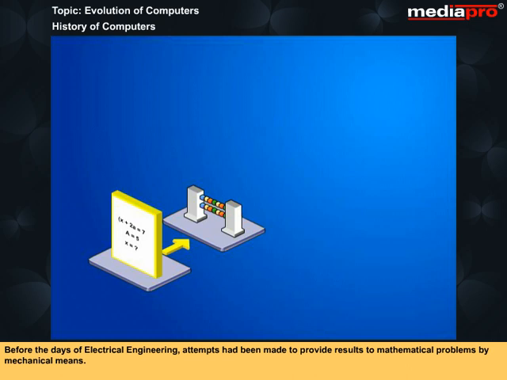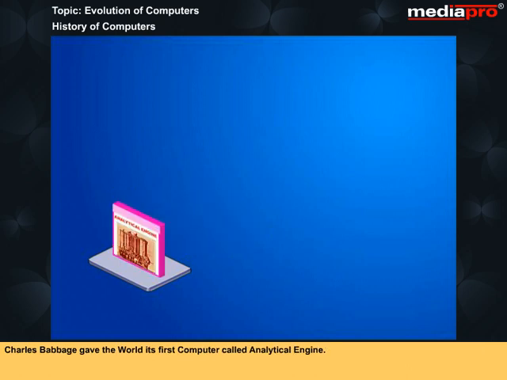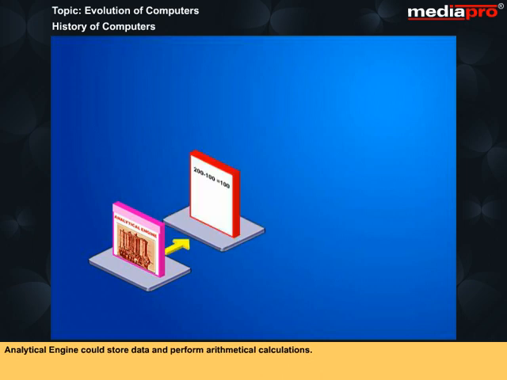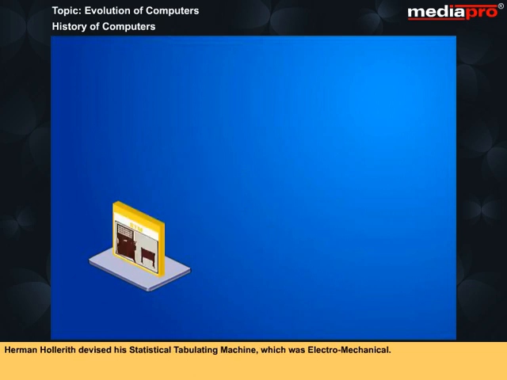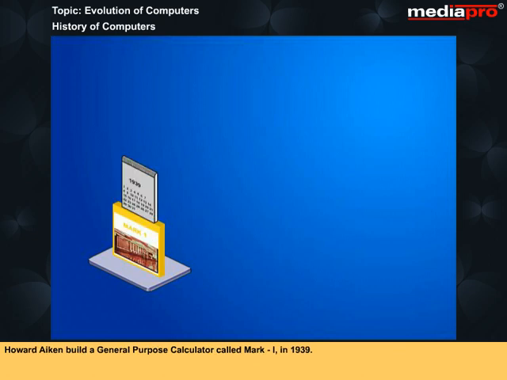Before the days of electrical engineering, attempts had been made to provide results to mathematical problems by mechanical means. Charles Babbage gave the world its first computer called Analytical Engine. Analytical Engine could store data and perform arithmetical calculation. Hermann Hollerith devised a statistical tabulating machine, which was electromechanical. Howard Aiken built a general-purpose calculator called Mark I in 1939.